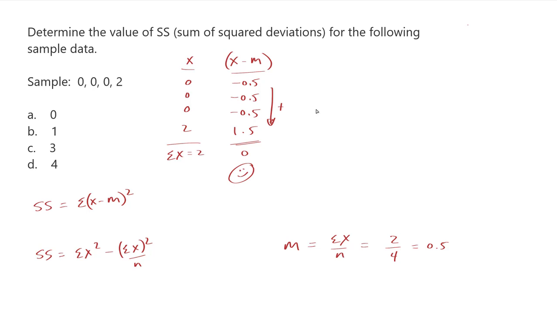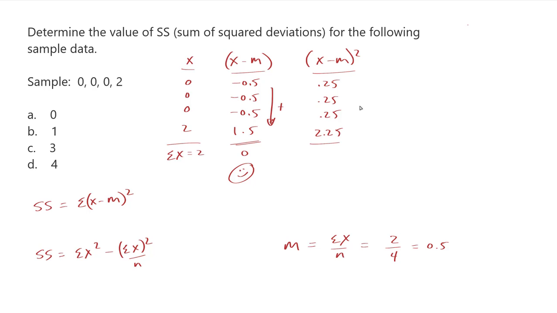My next column has me squaring these, and so negative 0.5 squared is positive 0.25. And then I've got positive 0.25, positive 0.25, and then 1.5 squared, I believe, let's see, 1.5 squared is 2.25.